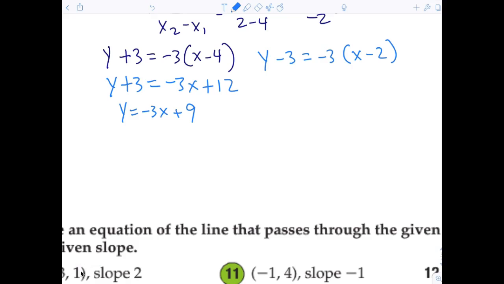Everybody agree? All right, now distribute a negative 3 on the other equation. y minus 3 equals negative 3x plus what? 6. And now what am I going to do? Add 3. So y equals what? Now does everybody see it's the same equation? Just written in a different what? Form. That's it. Now does everybody understand it's exactly the same line? Doesn't look like the same line, but what? It is the same line. All right, is everybody good with that?